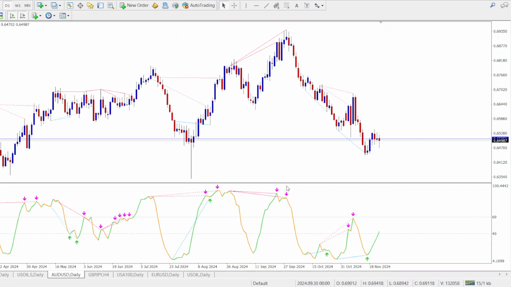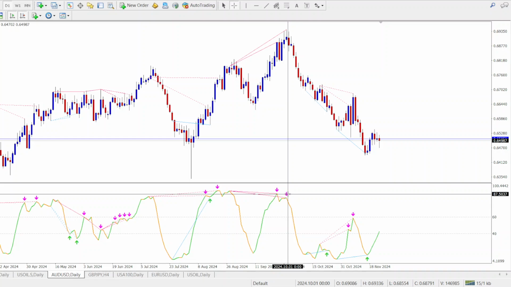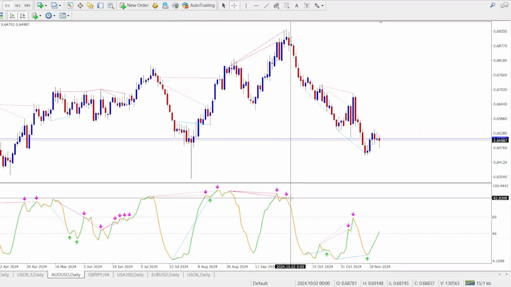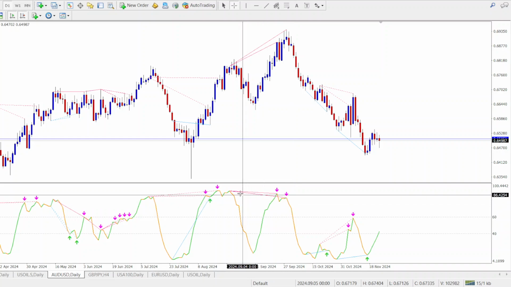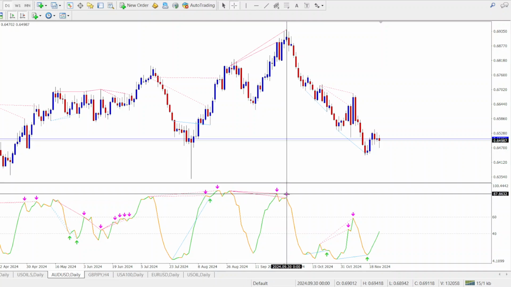So when you have a divergence form, the next thing for you to do is to look for a good entry point. Right after the formation of this bearish divergence, we can see that the indicator gave us a downward arrow. So you could have considered entering a sell right after you got both the divergence signal and the downward arrow form on the second top.